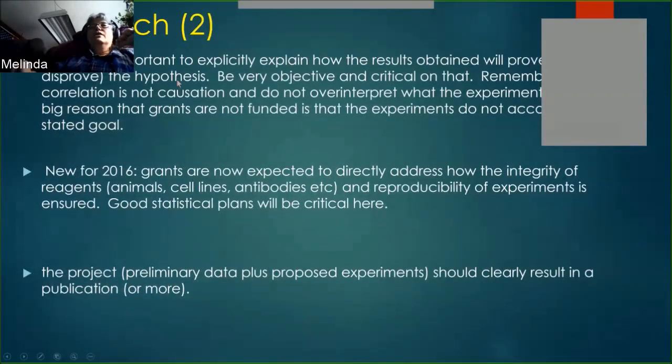Now, you want to explicitly explain how the results obtained prove or disprove the hypothesis, and you need to be objective and critical. Things that people get in trouble with is correlation versus causation. You don't want to overinterpret what the experiment will tell you. And you also want to make really, really sure that what you're doing will actually address the hypothesis you're asking. It's not at all unusual to have this beautiful hypothesis, but the experiments don't actually address the hypothesis. So that's a kind of a big piece here.